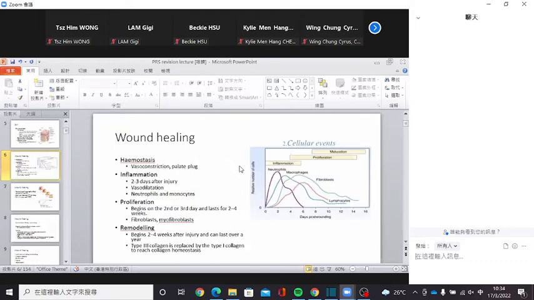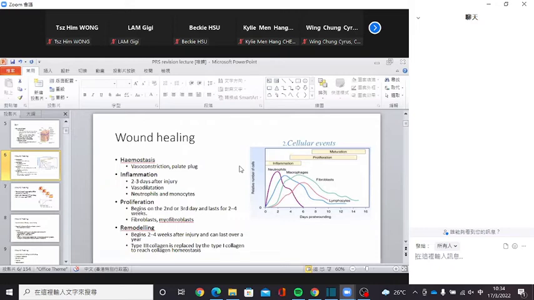So for wound healing, there are 4 phases of wound healing. So first is the hemostasis, then followed by inflammation, proliferation, and remodeling. And the process of wound healing could actually last for over a year. So hemostasis is the immediate phase of wound healing. The event that happens is vasoconstriction, and the platelet plug is formed to stop the bleeding. Then in 2 to 3 days time, inflammation will set in. It involves vasodilatation, so the wound will look erythematous, and the predominant cell types are neutrophils and monocytes.